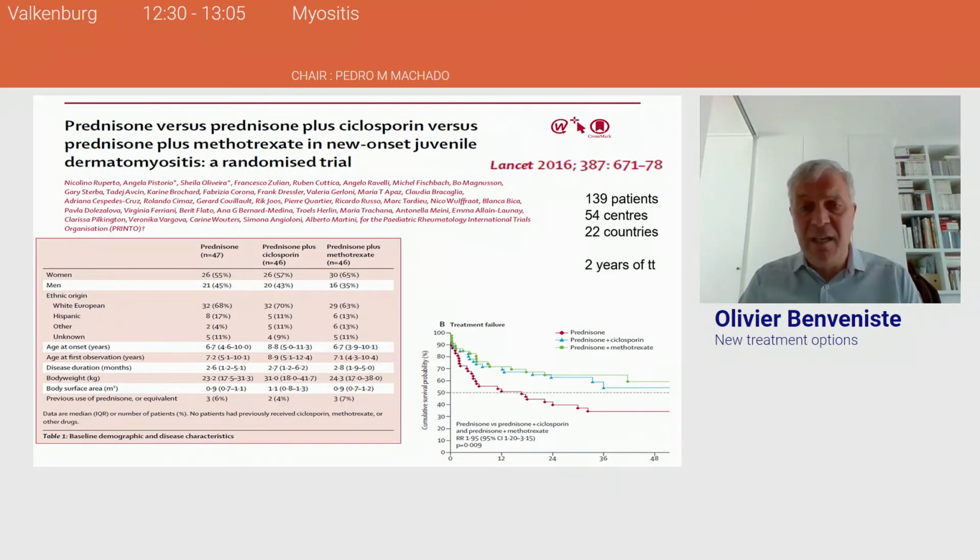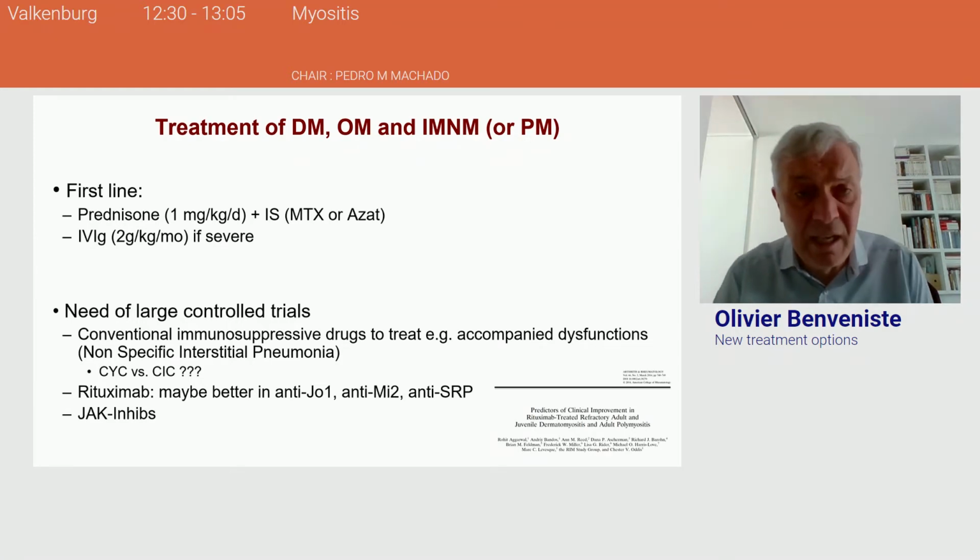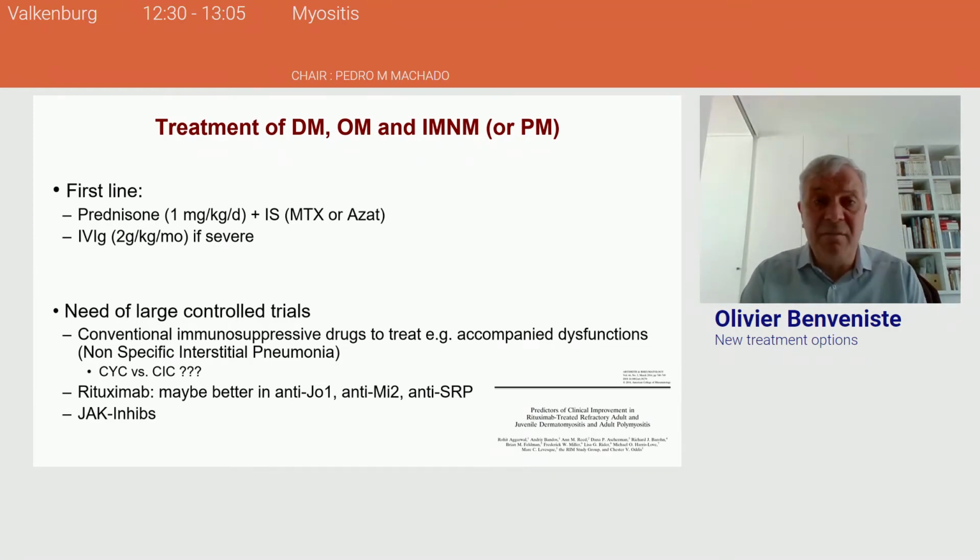And at the end of the day, the efficacy was better for the combinations of prednisone plus one immunosuppressive drug, and because the side effects of methotrexate were less important than with cyclosporine, the conclusion of this paper is to use for dermatomyositis the combination of prednisone plus methotrexate. So it was really a very important step forward. That makes that today we can recommend, once again, it's my expert opinion, but I think I can share it with many of my colleagues.